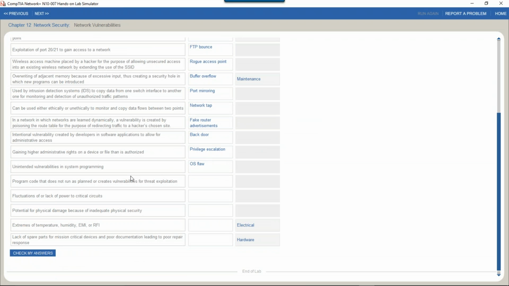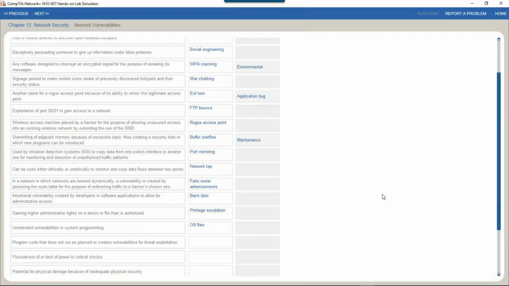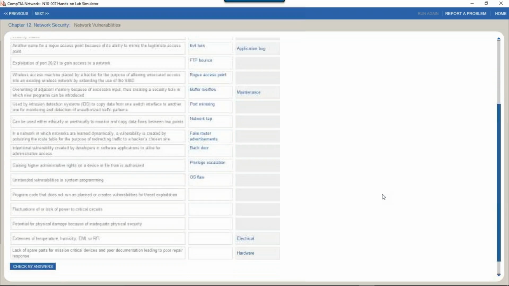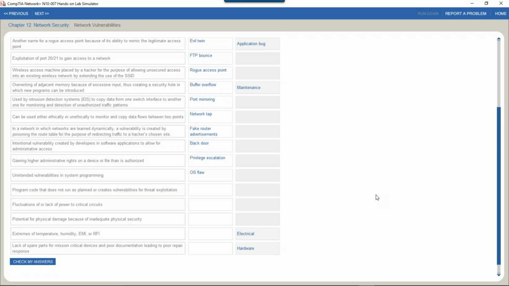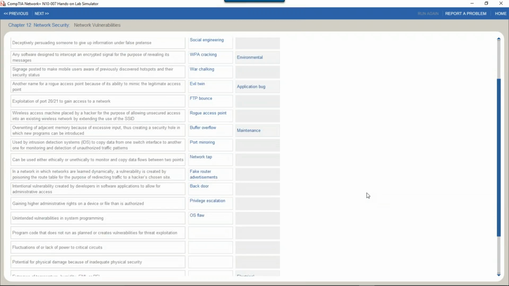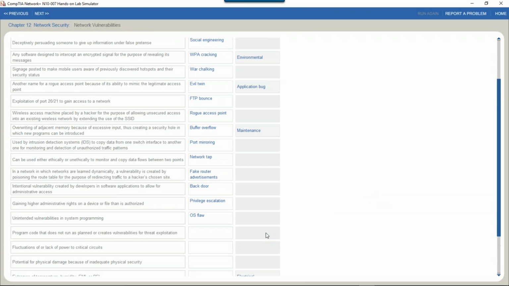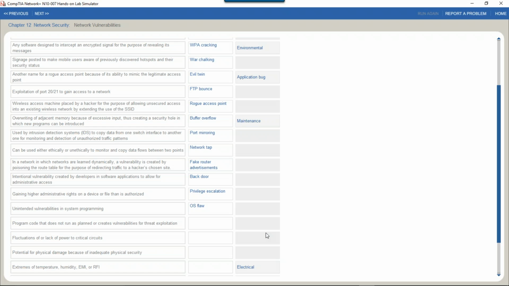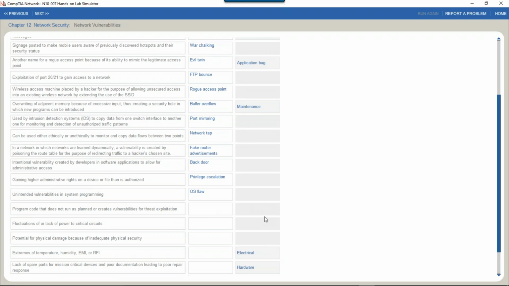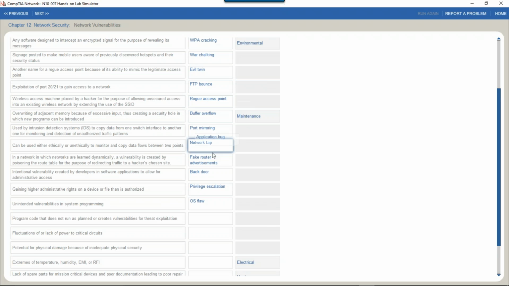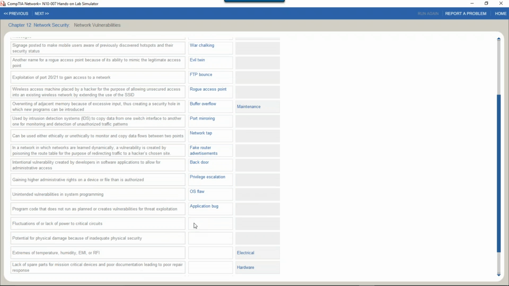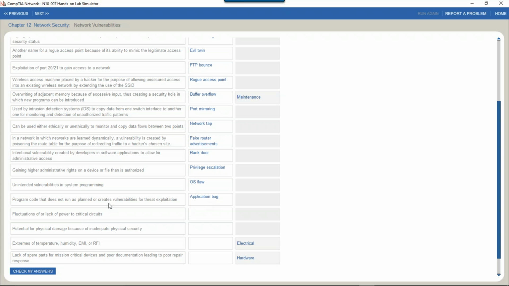Okay. This one, program code that does not run as planned or creates vulnerabilities for threat exploitation. Which one would that be? There's only 1, 2, 3, 4, 5. So which one fits best out of the ones that are left? Yeah, the only one of these that even comes close to having to do with some type of program code would be the application bug. It sounds like that's so. Okay.